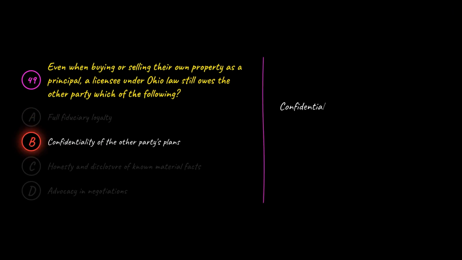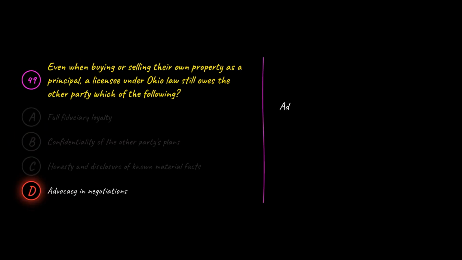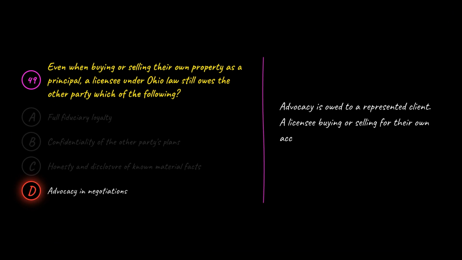B is wrong because confidentiality protects a client's bargaining position. The other party is not the licensee's client, so the licensee owes them no duty to guard their plans. D is wrong because advocacy is owed to a represented client. A licensee buying or selling for their own account advances their own interest, not the other party's.